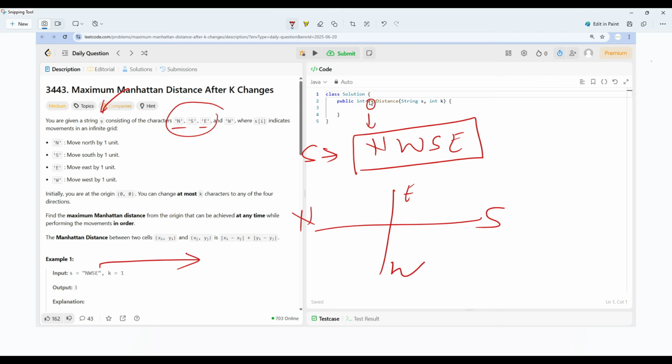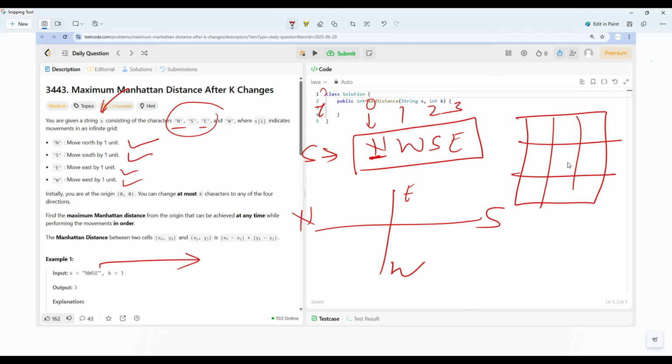Each character has an index, 0, 1, 2 and 3, and there can be more characters. At each index, the character gives a direction. If a character is given at a certain index, it means we have to move in that direction by 1 unit. Initially, in the grid, the starting position is called the origin, and its coordinates are 0, 0. From there you have to move.